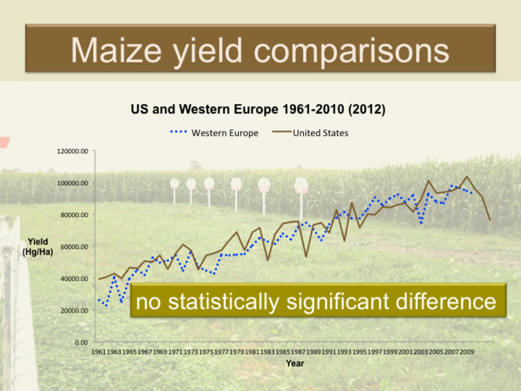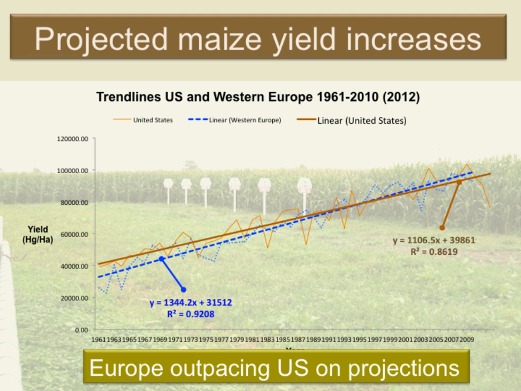So while over 50 years the average yields are about the same between the two agroecosystems, if you draw the regression lines over those 50 years, what you find is that Western Europe is increasing its yields of maize significantly faster than is the United States. And those projections are set to continue. In this analysis, we stopped at the year 2010. Subsequently, we were able to add more data as it came in from 2011, 2012, etc. And the projections hold. Western Europe continues to increase its maize yields faster than does the United States.